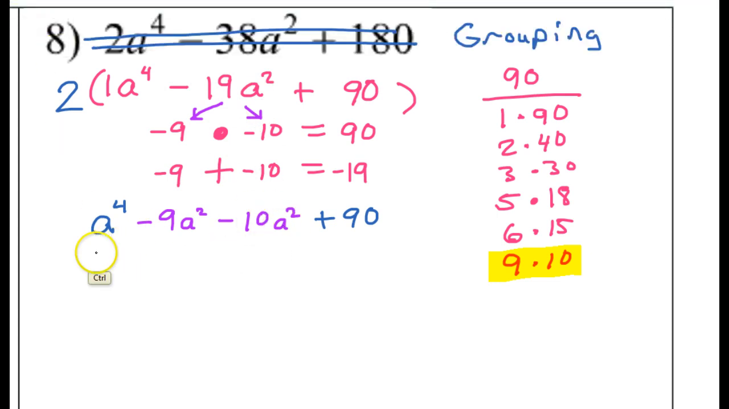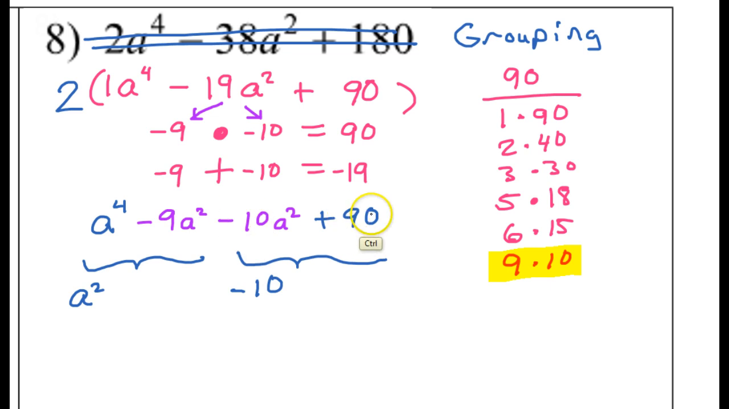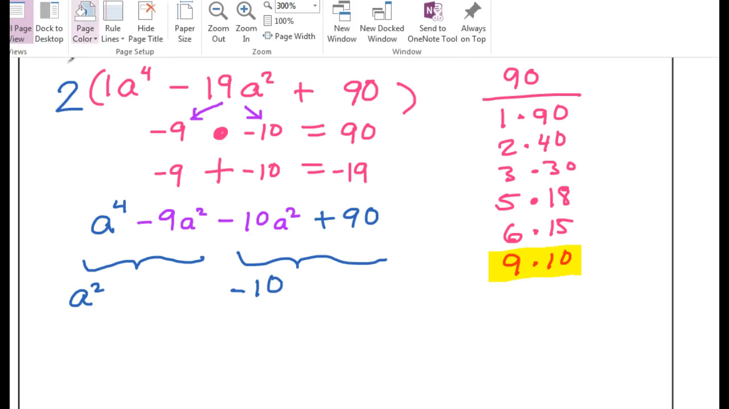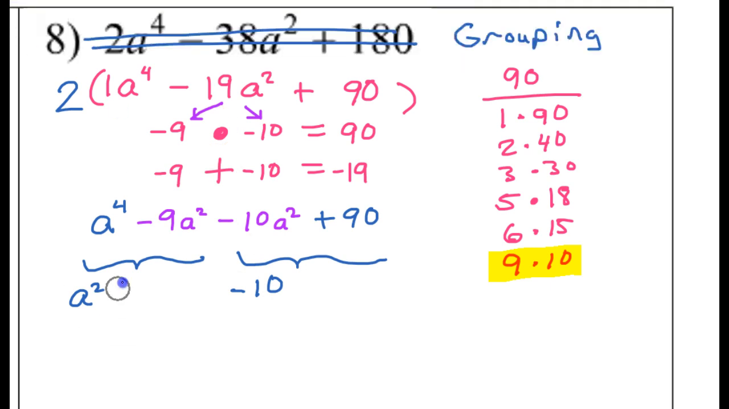But in this form, what I can do is take the greatest common factor of the first pair and the greatest common factor of the second pair. So if I do that, the GCF of the first pair is going to be a squared. And the GCF of the second pair is going to be negative 10. Obviously both of these are divisible by 10, but if the first term is negative, then your GCF is negative. All right, now let's talk about what goes inside the parentheses.